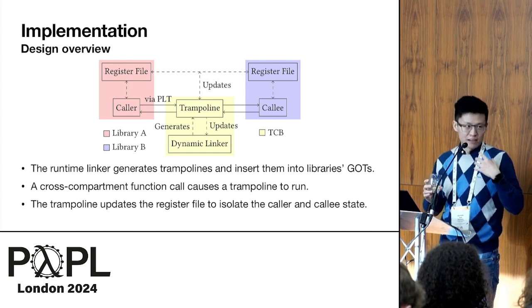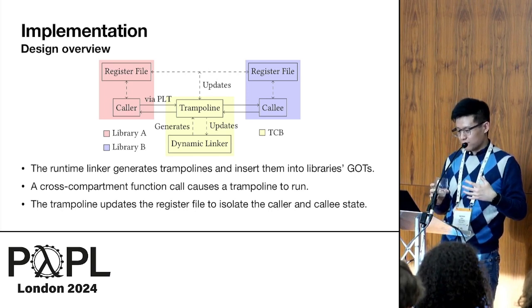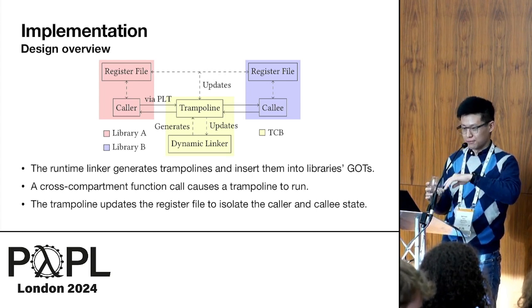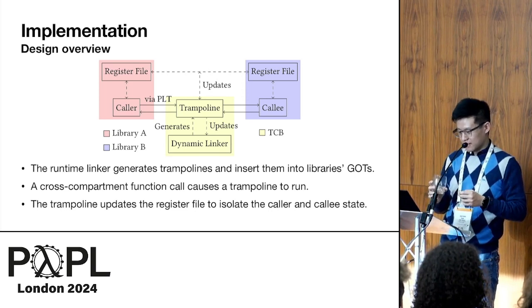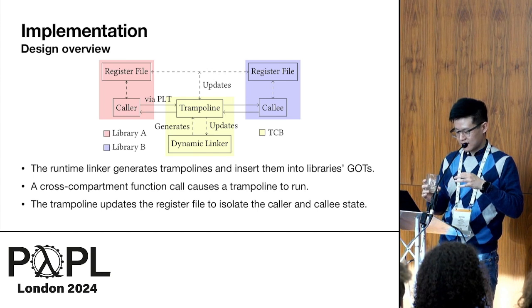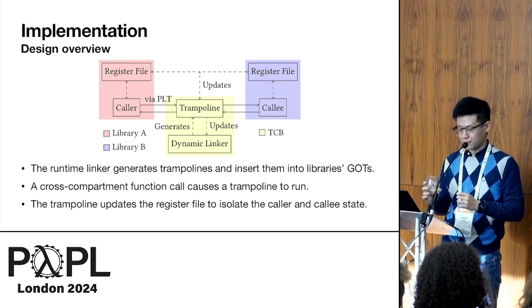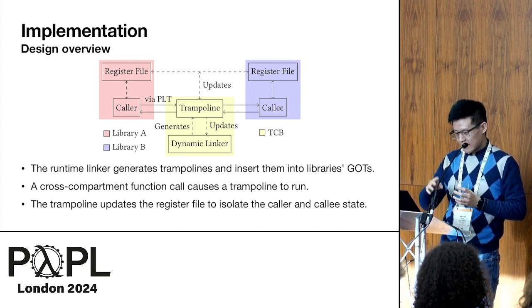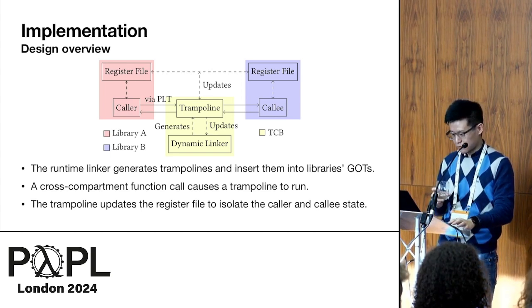normally, without compartmentalization, when you make a function call from library A to library B, you will load the code pointer from the GOT and then jump to the code pointer. So this is done by the PLT. Now, with compartmentalization enabled, the PLT will load something else. It will load the trampoline instead. And then the trampoline will forward your call to the callee. And the return path is the same. You have to return back into the trampoline, and the trampoline returns back to the caller.